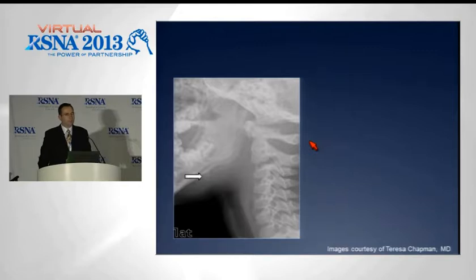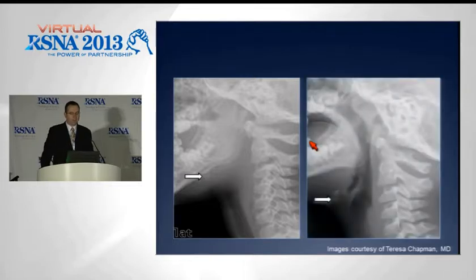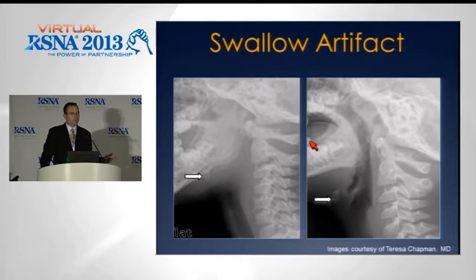So instead of getting a CT scan to explain what's happening, consider repeating that radiograph. Here, same individual, 5 minutes later, the patient's not swallowing during the time that you take the radiograph, and this is a normal soft tissue of the neck. So before you get the CT scan, think about, is this an artifact? Is it positioning artifact? Is it a swallow artifact? And if so, repeat the radiograph.